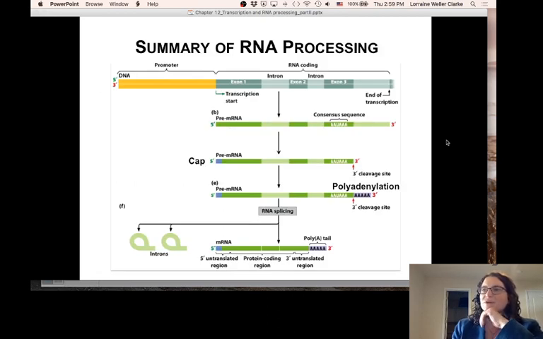All right, here's a summary overall of the RNA processing that we've gone through. The promoter region, the reading part, the cutting out. So first we do the cap and the poly A, then splicing through the spliceosome, and then you have the mature mRNA that's ready to leave and go to be translated.